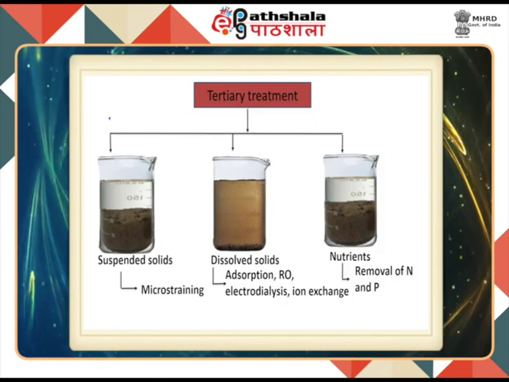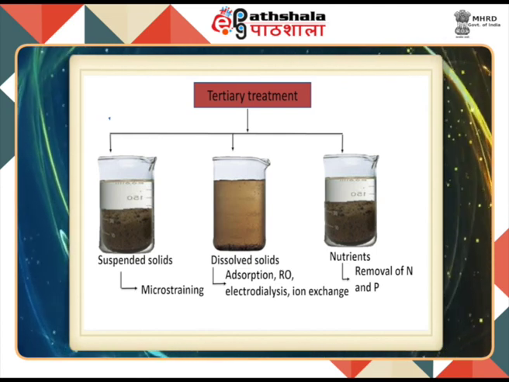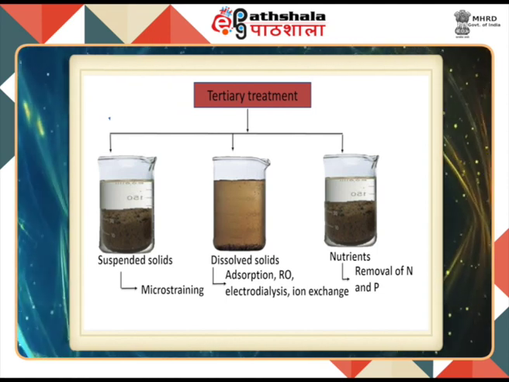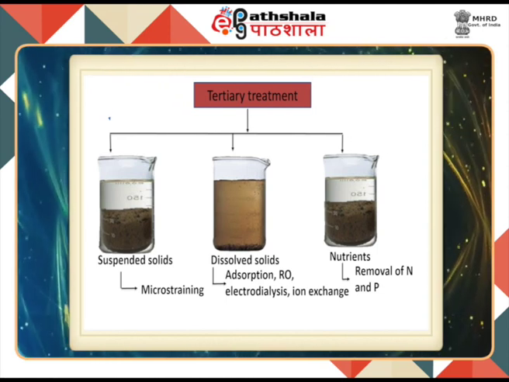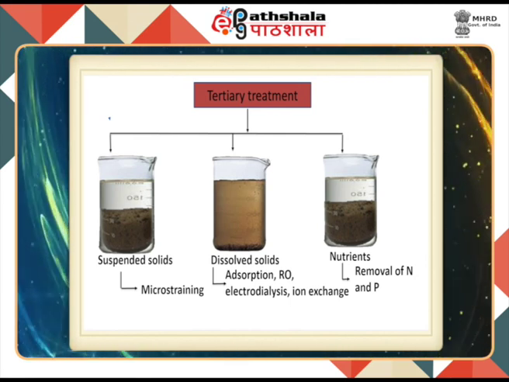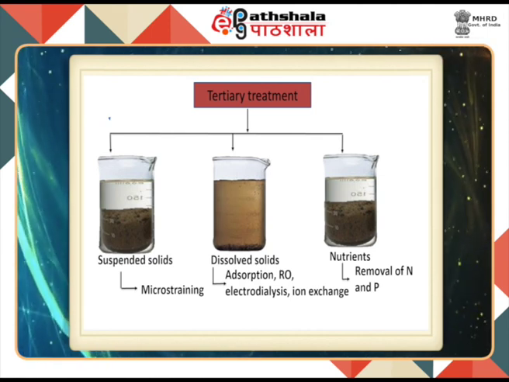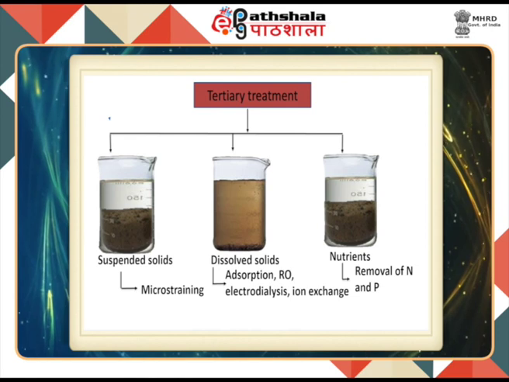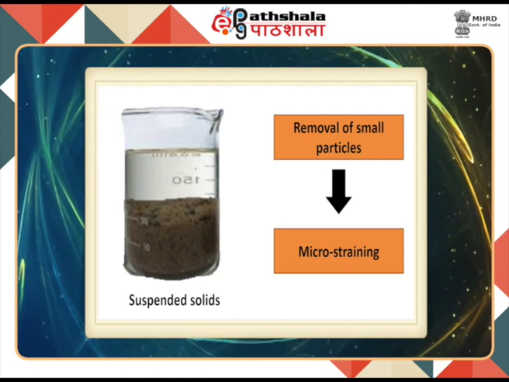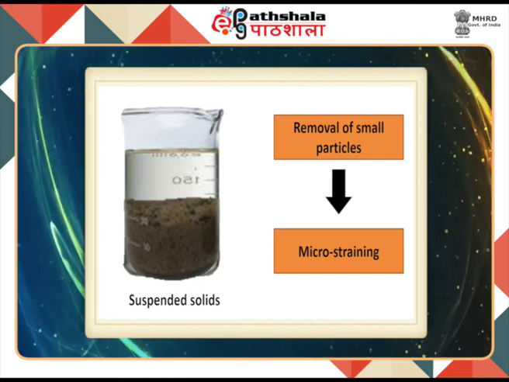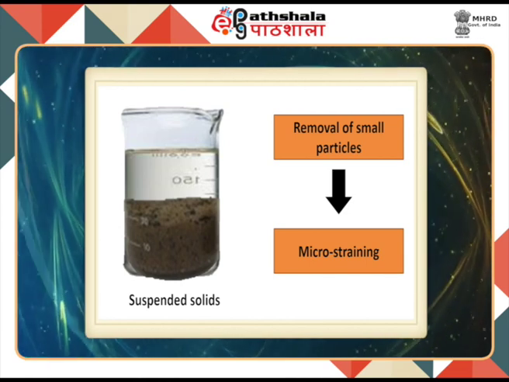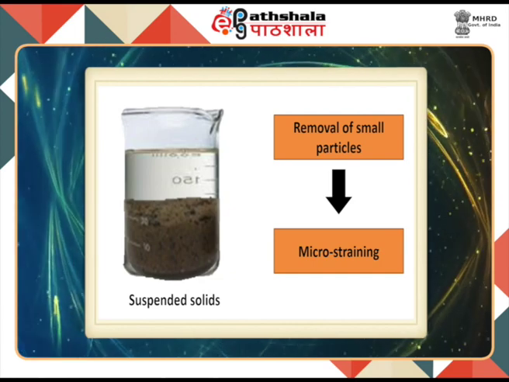The process of tertiary treatment takes place in three steps: removal of suspended solids using microstraining, removal of dissolved solids with processes like adsorption, reverse osmosis, electrodialysis, and ion exchange, and nutrient removal, which includes the removal of nitrogen and phosphorus. Let us discuss how the removal of suspended solids is done. For the removal of very small particles that have been carried over from a secondary treatment settler, microstraining is used.